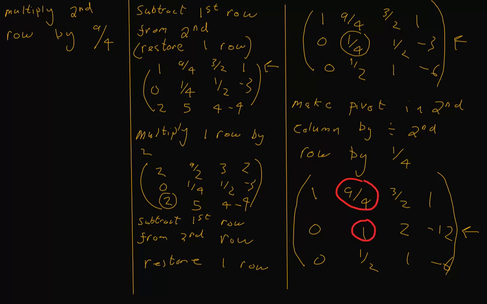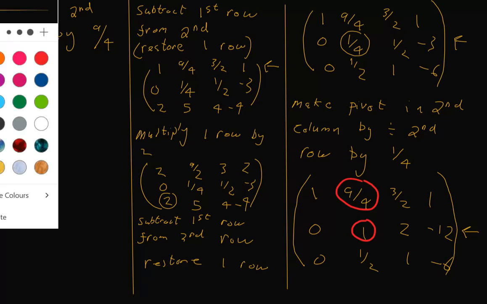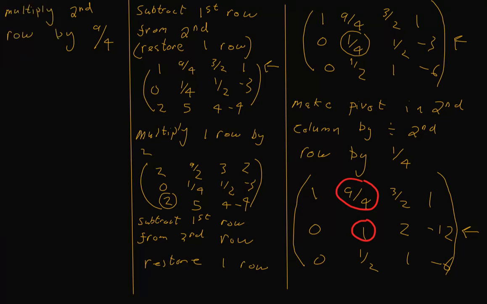Okay, by the way, you can use different numbers. You don't have to use my numbers. Okay, so let's multiply by 9/4. 1, 9/4, 3/2, and 1. Multiply by 9/4, we get 0, 9/4, 9/2, -27. And then we've got 0, half, 1, and -6. Now, can you see what we need to do next? We're definitely going to be subtracting the second row from the first.